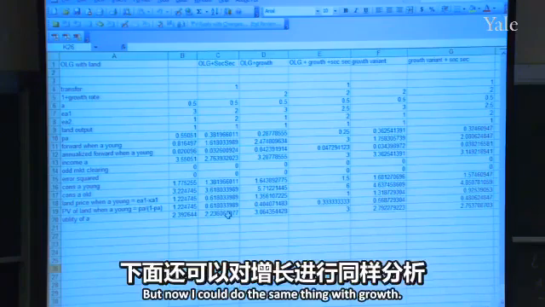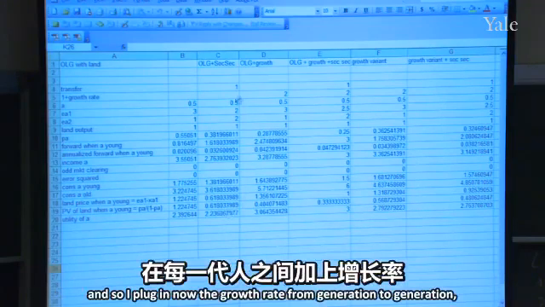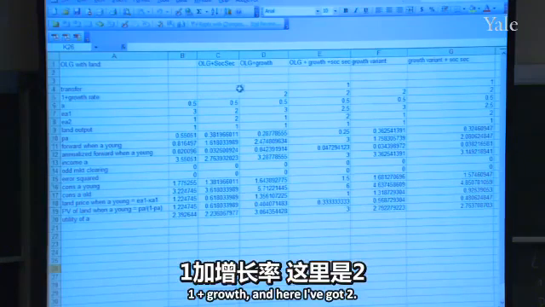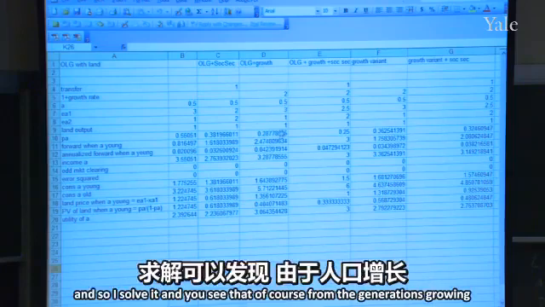Okay, but now I could do the same thing with growth. I could just solve that equation on the left. And so I plug in now the growth rate from generation to generation, 1 plus growth. And here I've got 2. Okay, so it doubles every period, just the example I did. And so I solve it.